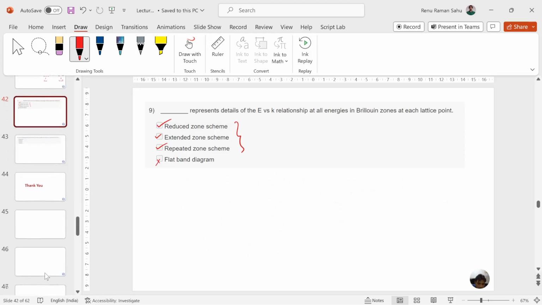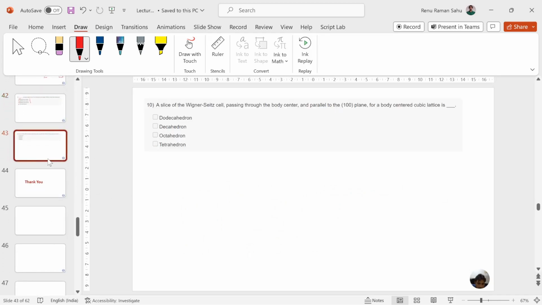Okay, cool. Now let us go to the next question. A slice of Wigner-Seitz cell passing through the body center and parallel to the 100 plane of a body centered cubic lattice is a slice of the Wigner-Seitz cell. Passing through the body center and parallel to the 100 plane, it is a body centered cubic given, which means it is what? It is truncated octahedron.